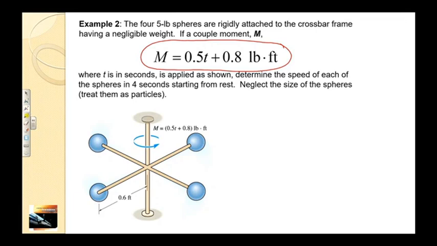R, 0.6 feet. Mass, English units here. So I got 5 pounds over 32.2 feet per second squared. And my velocity v2, which is going to be in feet per second. Calculator, 19.32 feet per second. Hey, that's kind of like the easiest application of our angular momentum impulse principle.